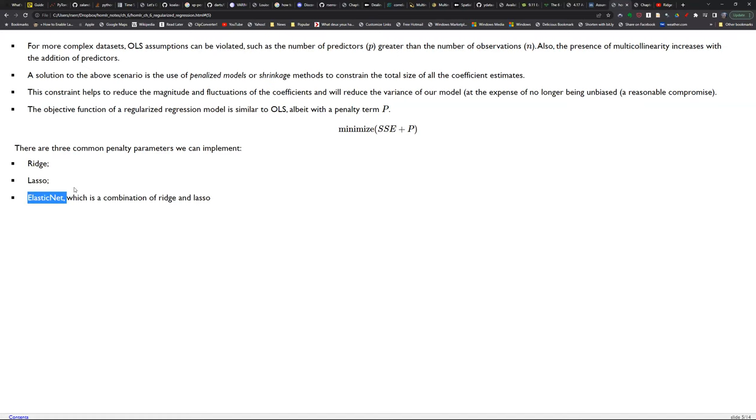And usually this is the model that you're going to be trying to tune, okay? Because you can tune not only the penalty, but also the ratio between ridge and lasso, all right?